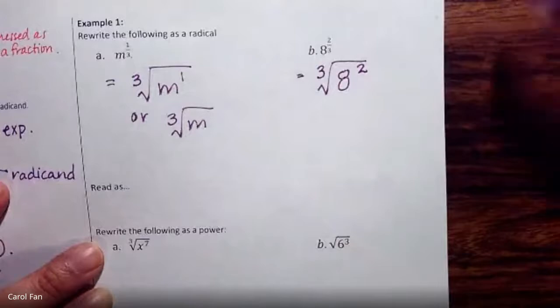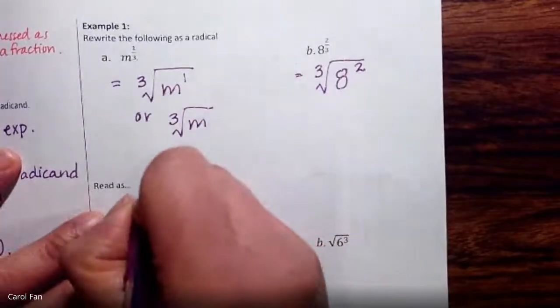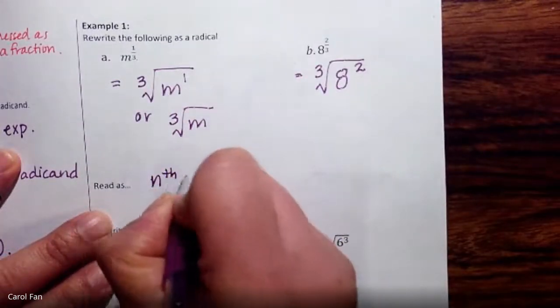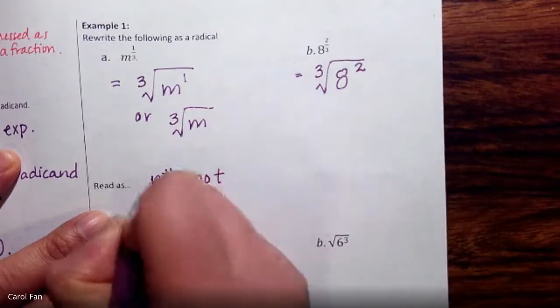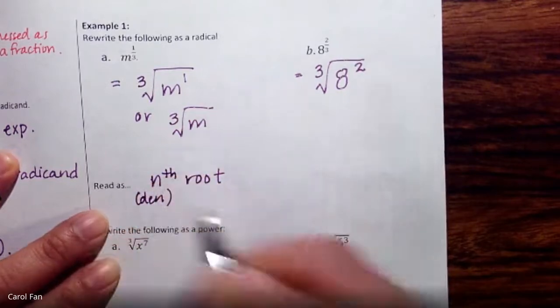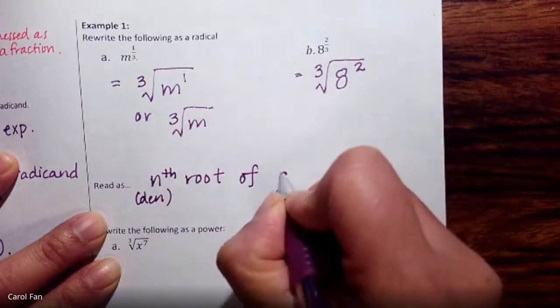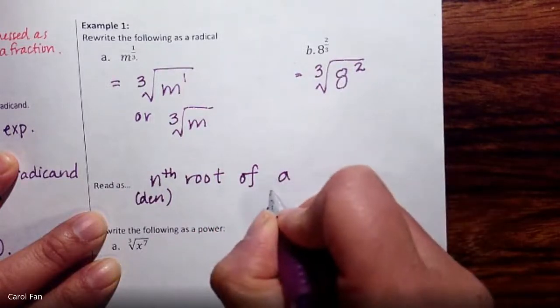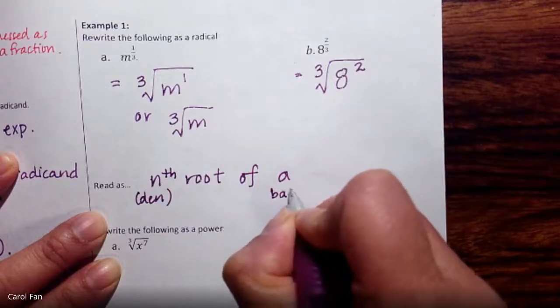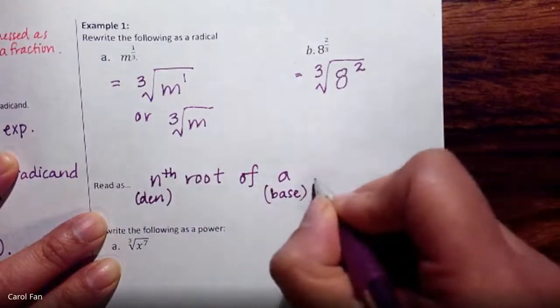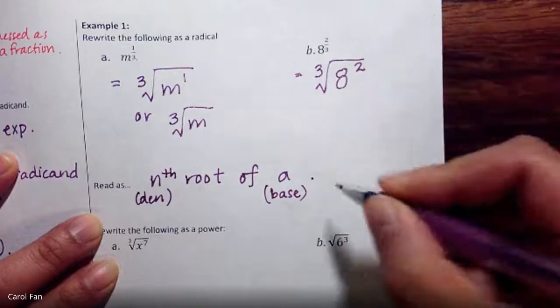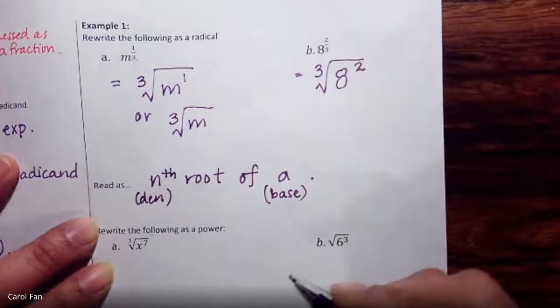Now, the way we would read this is we would say the nth root, so this is our denominator, of a. This is our base. And then if it's something, we could say squared or whatever our exponent is.